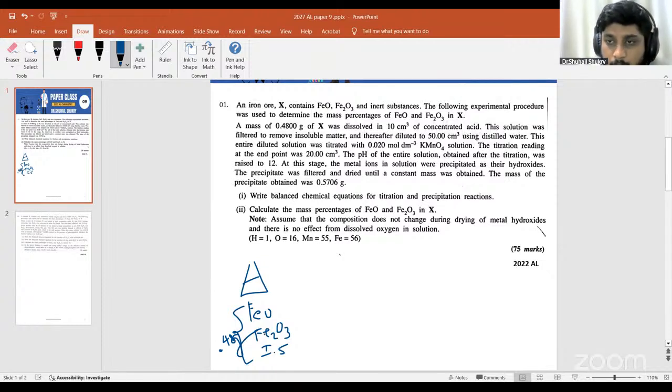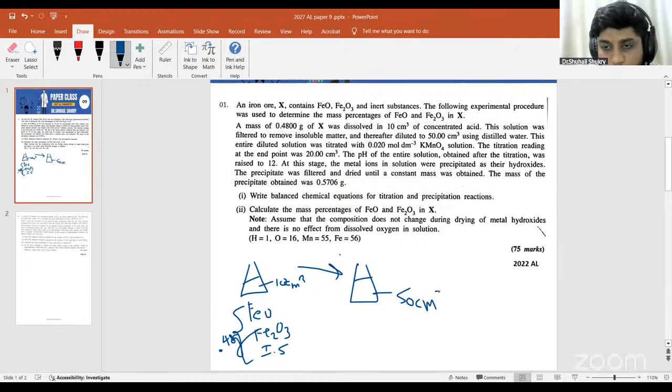Now, what they have done, this solution was filtered to remove insoluble matter and thereafter diluted to 50 cm³ using distilled water. Okay, now this is in 10 cm³, and they have filtered this. Now they have taken this into 50 cm³. They have diluted this up to 50 cm³.